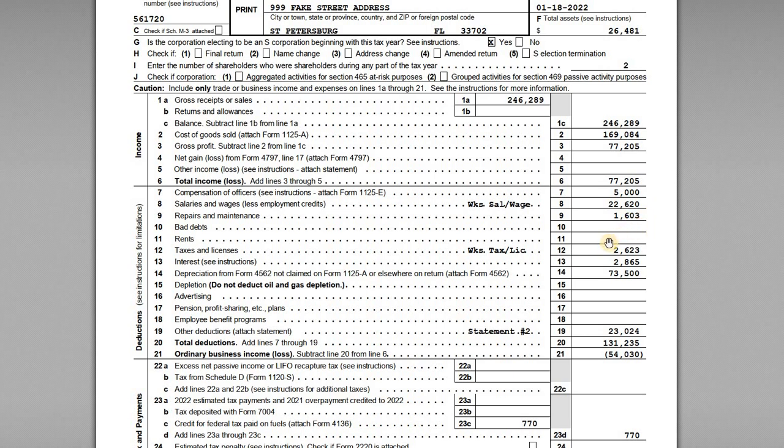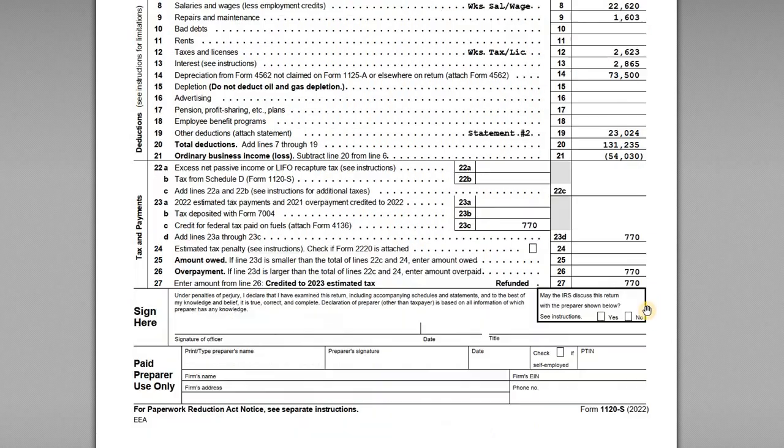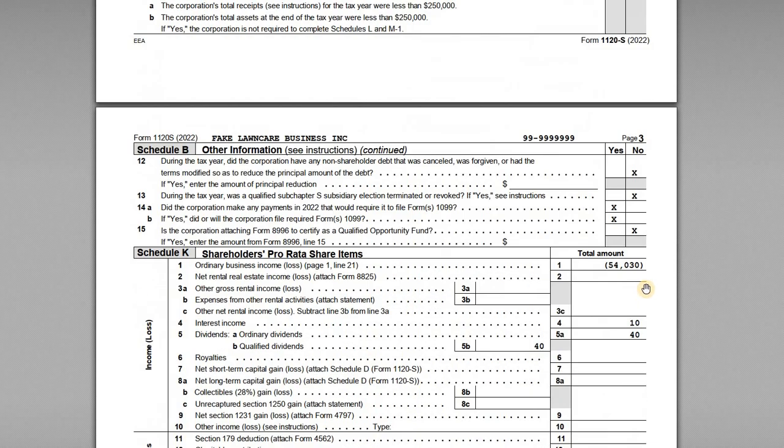All the repairs and maintenance expenses, taxes and licenses, interest, right? All of that looks fine. And then also note again, the wages and salaries to the employees, $22,620. So that's been adjusted after the reduction for the non-deductible work opportunity tax credit. So when everything is said and done, again, at the bottom of the line there, we got minus $54,030. That amount flows through to Schedule K, line 1.